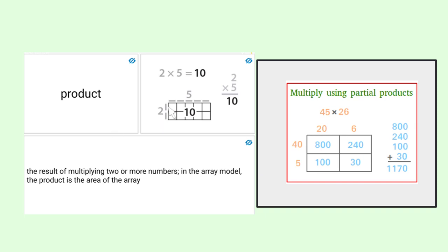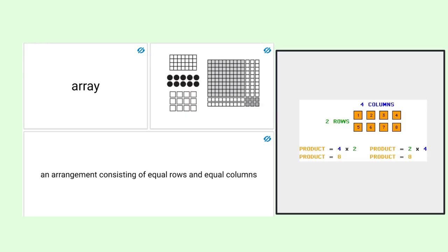So here we have our array model, which is 2 blocks high and 5 blocks long, which would equal 10 blocks in total. We can see that written here, 2 times 5 is equal to 10, and also here, 2 times 5 is equal to 10. Over here, we can see multiplication using partial products. So we have 45 times 26, which would split up into 40 and 5 and 20 and 6, and all of the products split up to create 1,170.